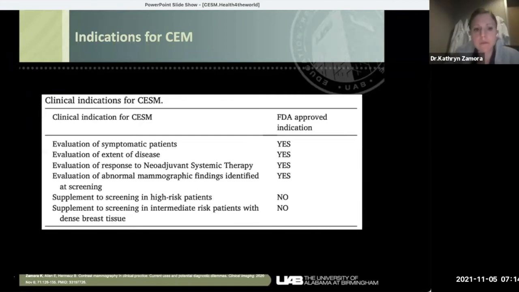And then there are other indications which are not FDA approved here in the United States, but have been shown to be useful. And this is for supplemental screening for high-risk patients. We have a large population of high-risk patients at our institution, and we do utilize this for screening those patients who have a contraindication to MRI. Additionally, there have been patients that have used contrast-enhanced mammography as a supplemental screening tool for intermediate risk patients and dense breast, even though this is not FDA approved.